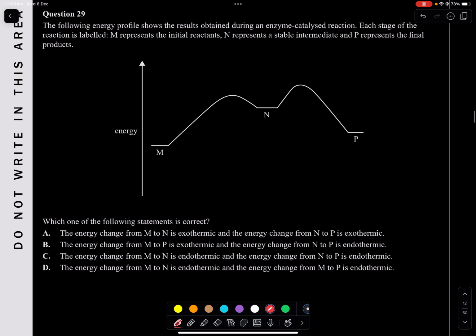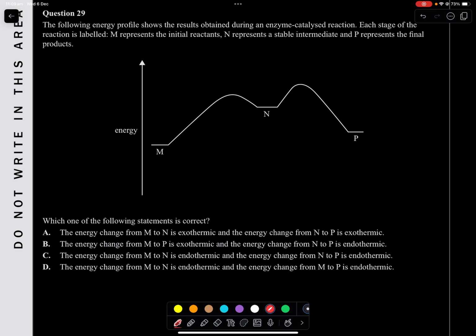29. The following energy profile diagram shows the results obtained during an enzyme catalyzed reaction. Each stage of the reaction is labeled: M, the initial reactant; N represents a stable intermediate; and P represents the final product. Which of the following statements is correct?